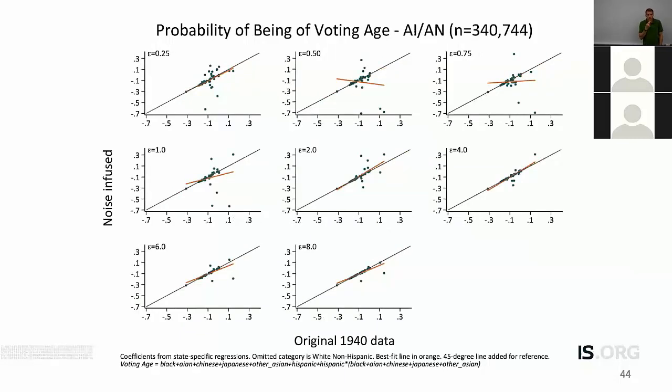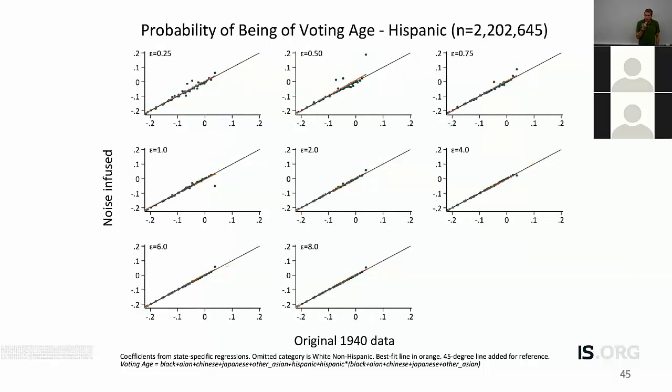If we look at the American Indian and Alaska Native counts, you can start to see some real outliers, especially on that second, the 0.50 panel. We've got a number of cases where the coefficients are negative 0.7 from the differentially private data and negative 0.1 to 0.12 from the true data.